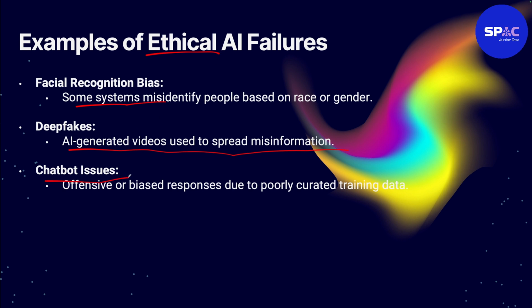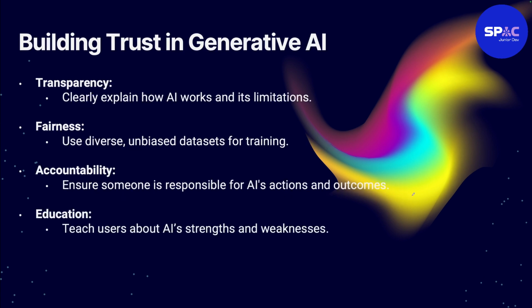And chatbot issues too. Sometimes when you chat with ChatGPT, it might give you offensive or biased responses, because that's what it has been trained on. If it's been trained on purely gathered training data, you might have something like that. So these are examples of ethical AI failures that we need to address.